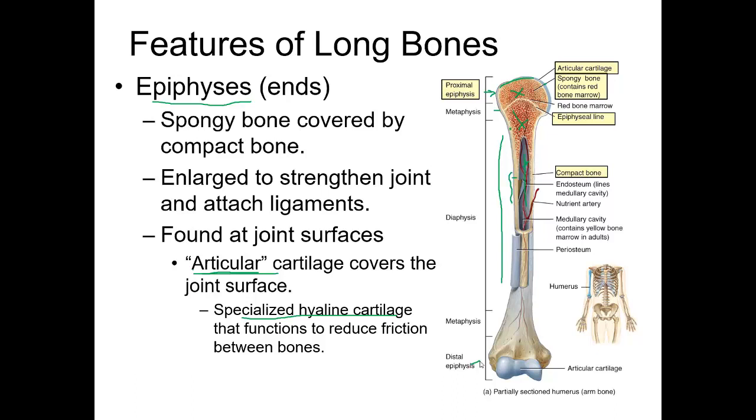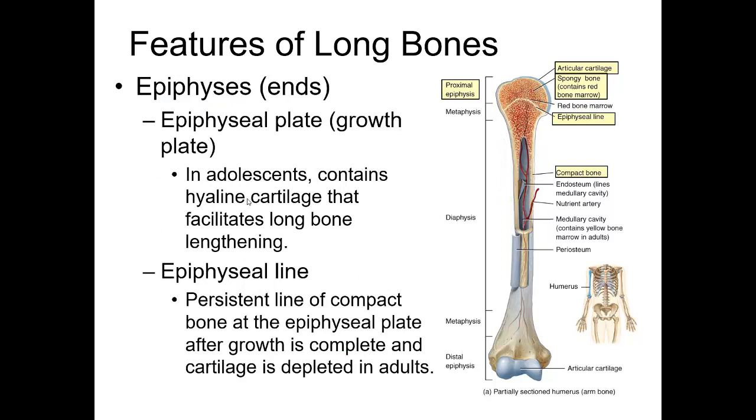So here it is, the epiphyseal plate. The hyaline cartilage is what facilitates the lengthening, or elongating, of long bones. Now in adults, once growth spurts are completed and the person has reached their full height, this epiphyseal plate, the hyaline cartilage, kind of depletes and remains as an epiphyseal line.